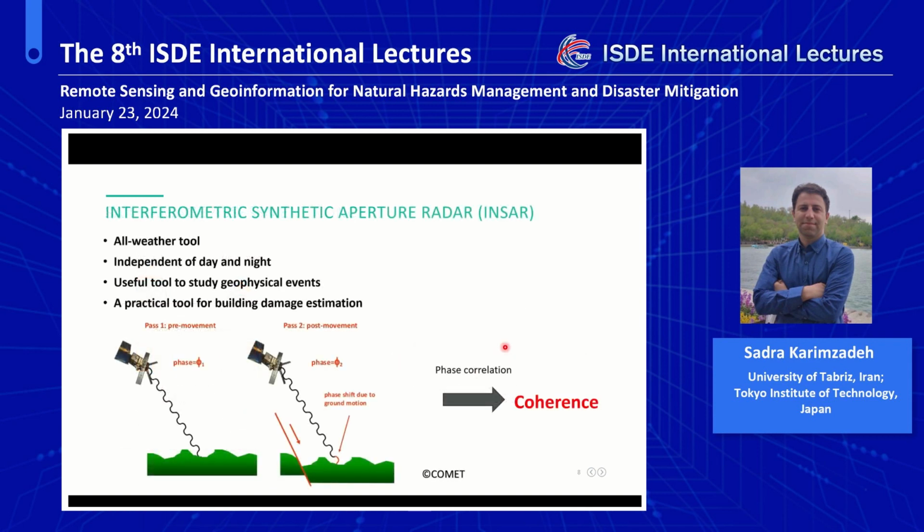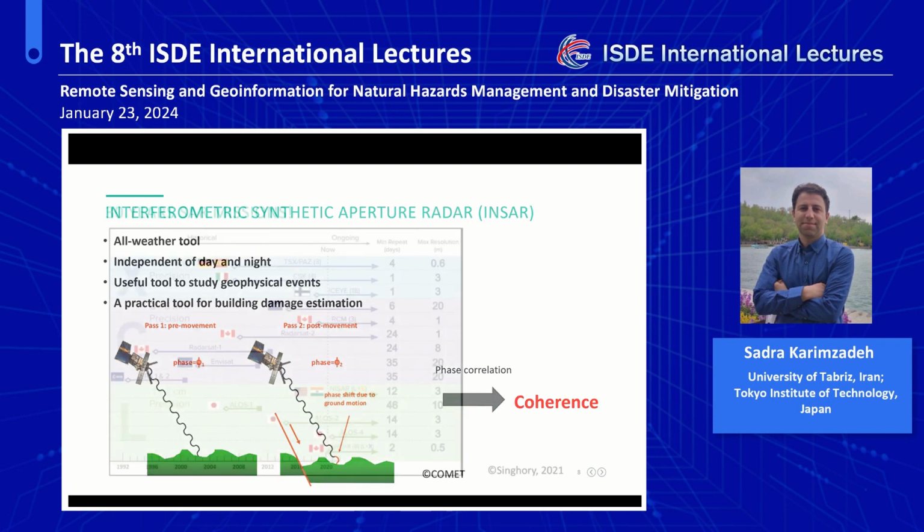Also, you can use this technique for non-tectonic movements like land subsidence or other movements. These are how we can use phase information. Later I will also talk about intensity information. You know that SAR has 2 components: amplitude, or let's say intensity, or backscattering signals, and also phase information.